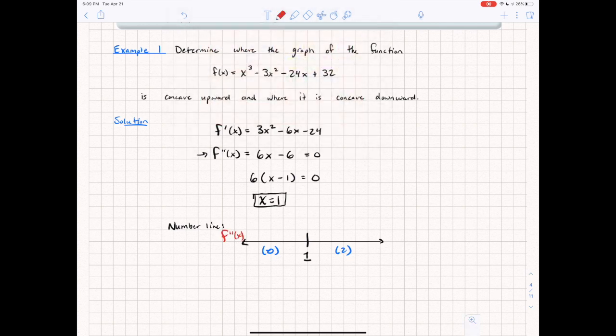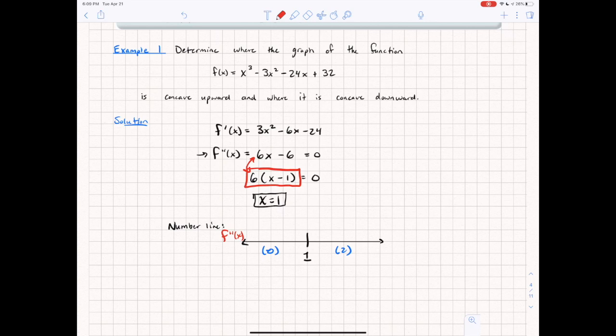When I plug back in, I can either plug into the original or plug into the one that's factored. I'm just going to plug into this one here, just because it's x minus 1, so it'll be easier just to look and see what the numbers are. Because then I don't care about the actual value, I just care about the sign of that value. Is it positive or negative?